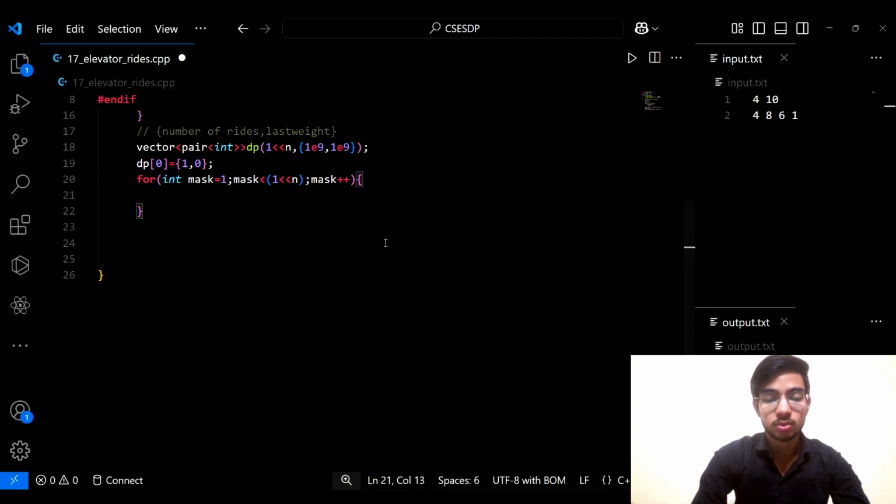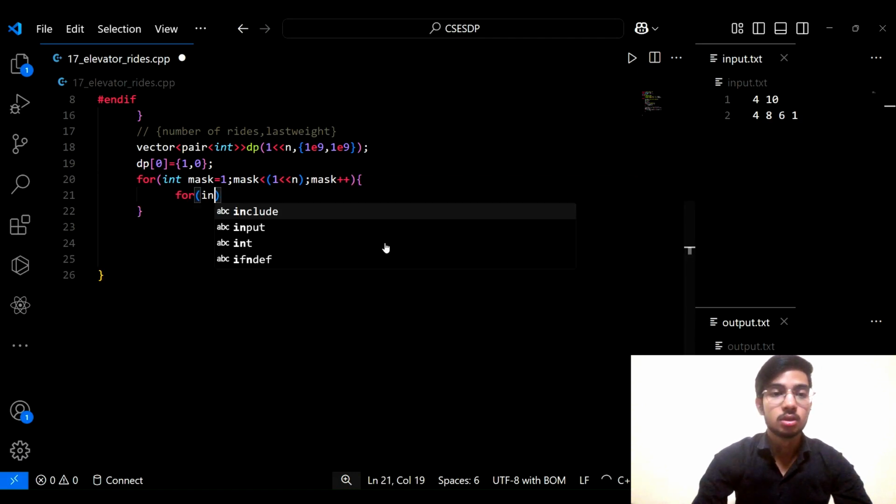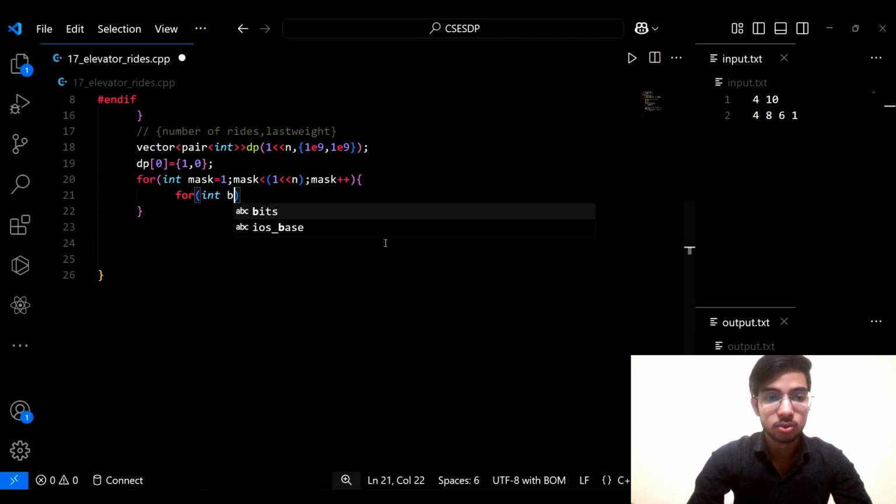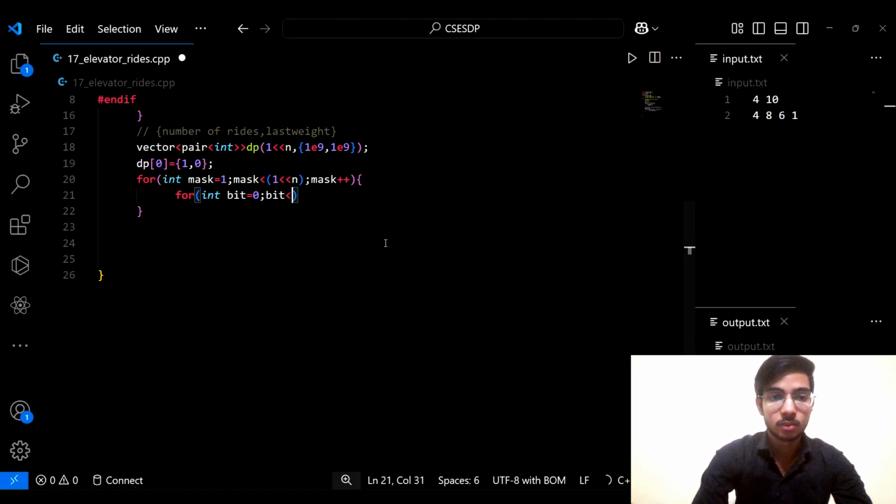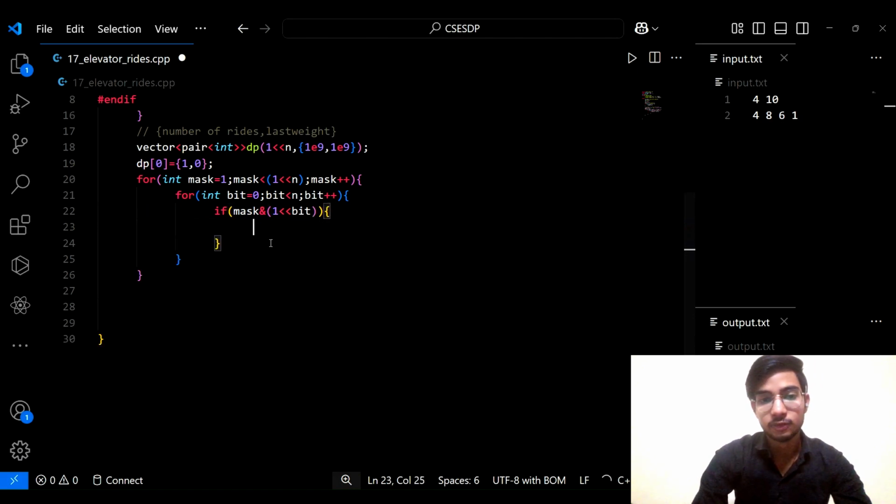Then we have to do mask plus plus, right? Perfect. Now we have to traverse for all bit equals to 0, bit less than n, and bit plus plus. Now I have to check whether it is set or not. If mask and one left shift of bit, if it is set, then I have to process this bit.